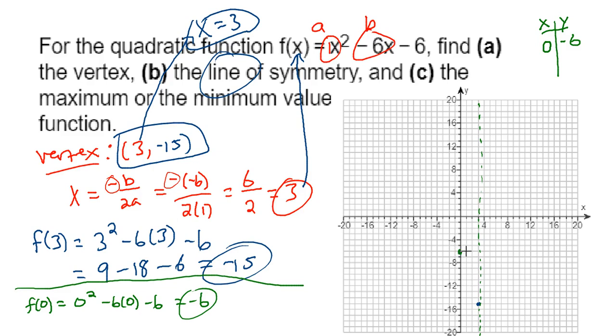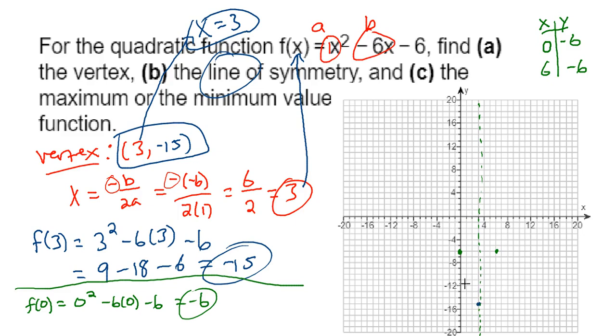Using the symmetry, that's 3 to the left of the axis of symmetry. So if I go 3 to the right, I should get another point with the y-coordinate of negative 6. So 3 to the right would be at 6. So we'll get 6 comma negative 6 as our free point using the symmetry.